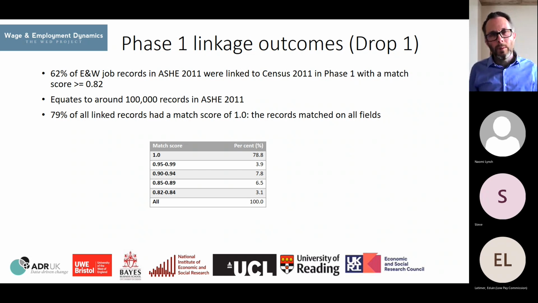Yeah, that's one of the big reasons why that linkage rate wasn't higher. And ONS wanted to try and find ways to improve this linkage rate by being able to link records where they didn't have access to the name. And that was a key part of the phase two.